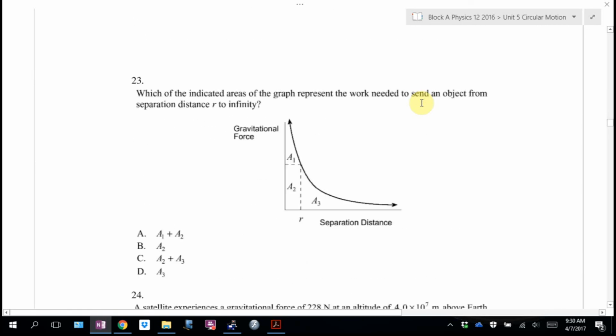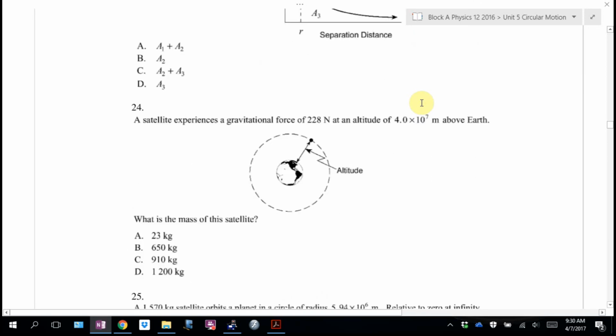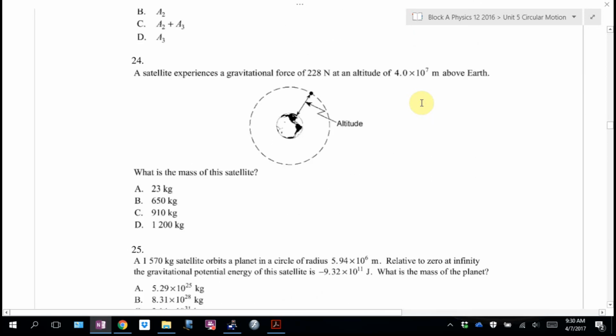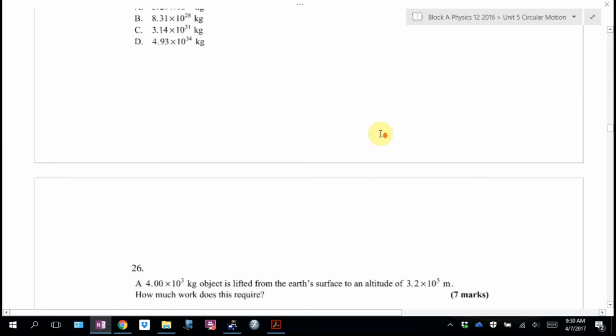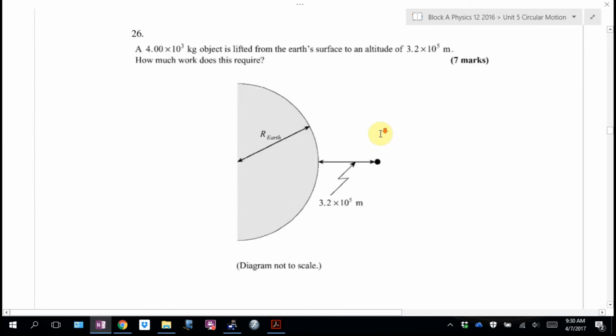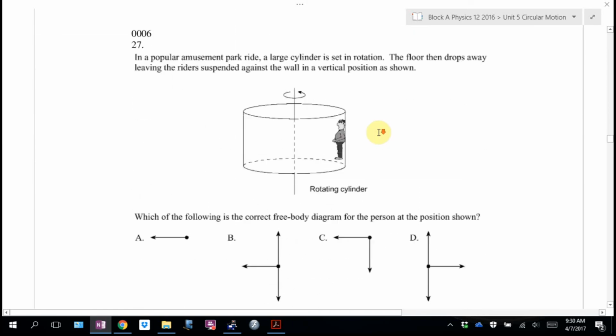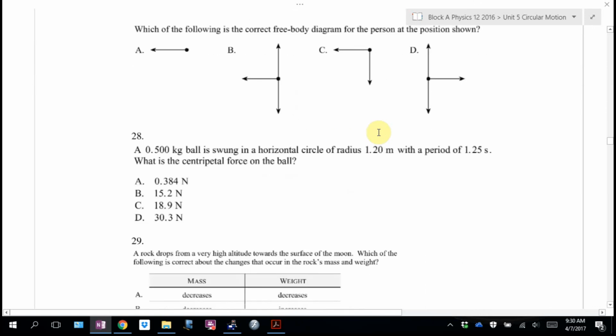Twenty-two is fine. Twenty-three is fine. Twenty-four is fine. I'm telling you the gravitational force. Find the mass of the satellite. So get the little m by itself. Big M is going to be the mass of the Earth. The only tricky part, I gave you an altitude, not a radius, so make sure you use the right R. Twenty-six is great. Twenty-seven is great.